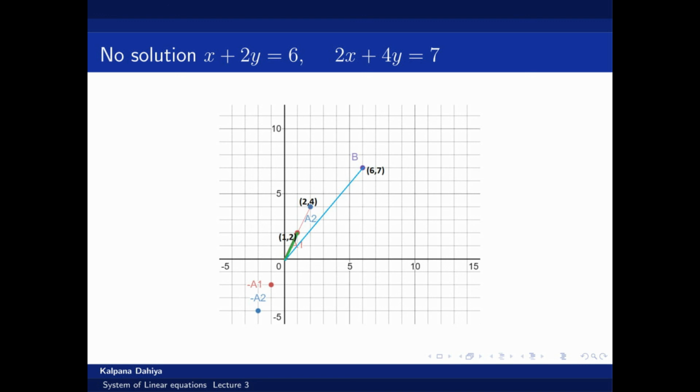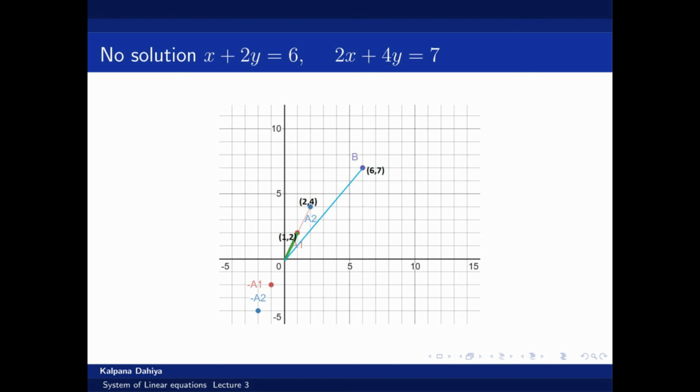Now we will see this thing geometrically in terms of linear combinations. Here the first vector containing the coefficients of x is 1, 2, and with the coefficients of y we have 2, 4. I'm representing that by A2. So you can see on the graph 1, 2, this is the given vector A1, and then 2, 4, the second vector A2. Here the right hand side vector is 6, 7. So now we want to see whether this system has a solution or not.